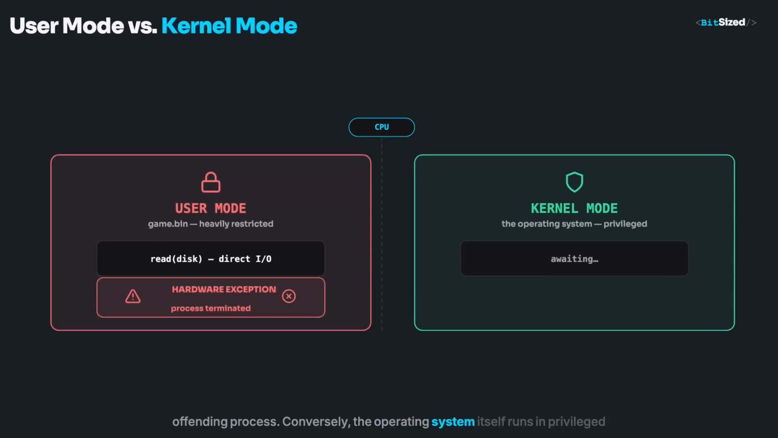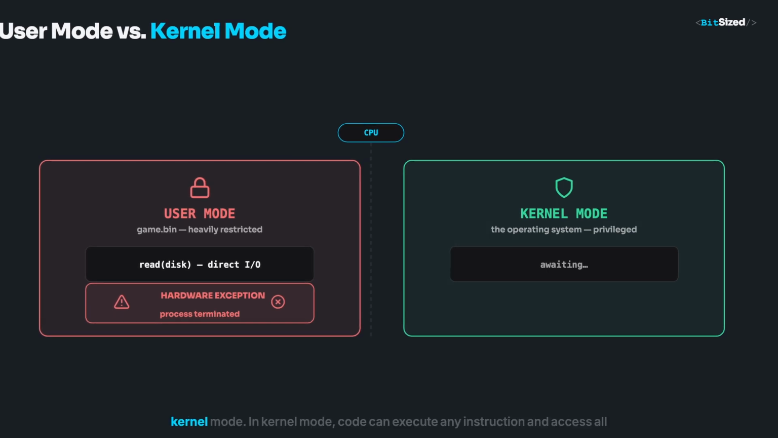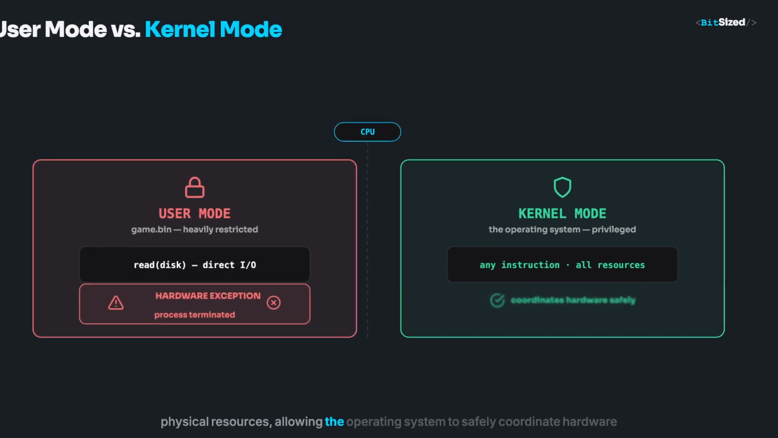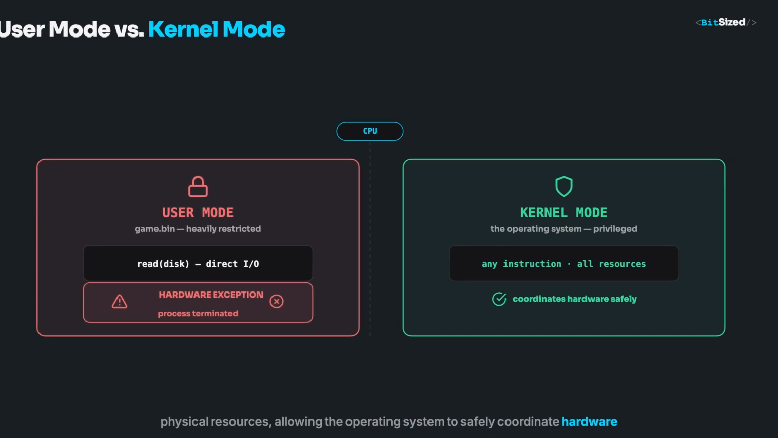Conversely, the operating system itself runs in privileged kernel mode. In kernel mode, code can execute any instruction and access all physical resources, allowing the operating system to safely coordinate hardware functions.